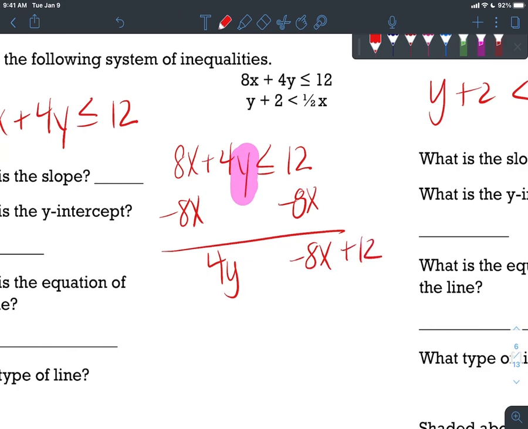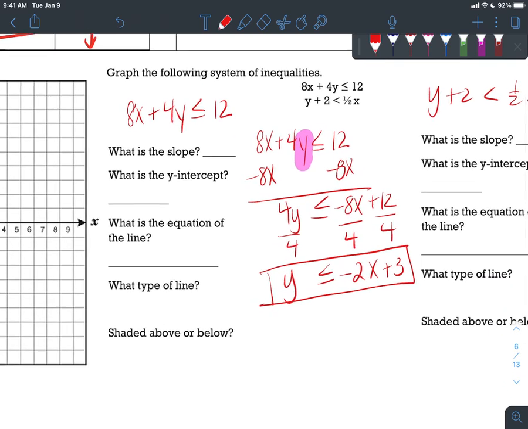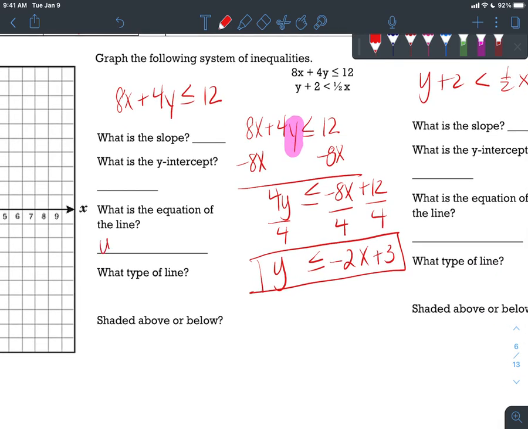And my great divide. So here, the symbol stays the same, no changes. Great divide, the symbol does not change. And here's the first equation. So let me write that in. Y less than or equal to negative 2x plus 3.